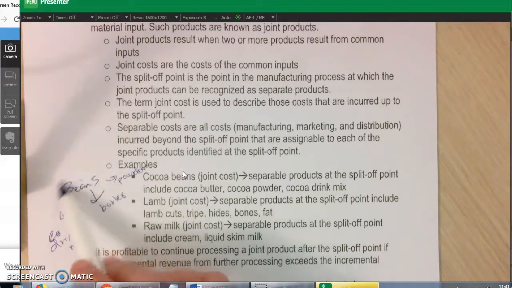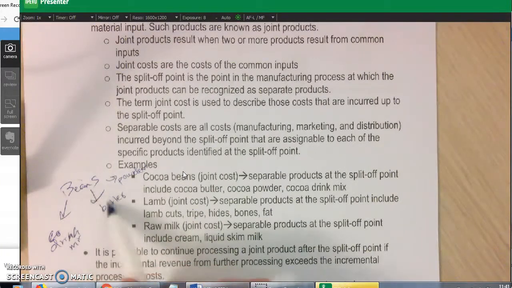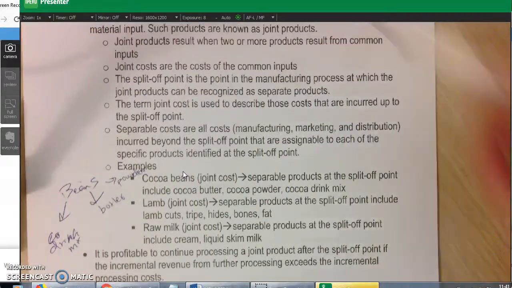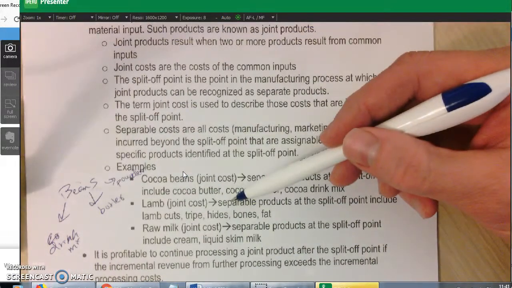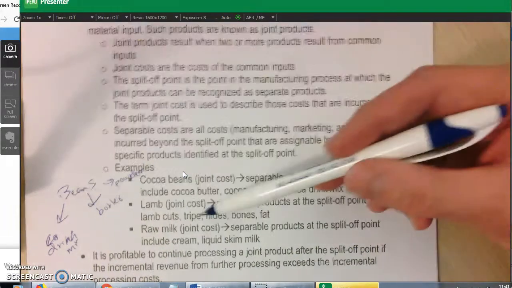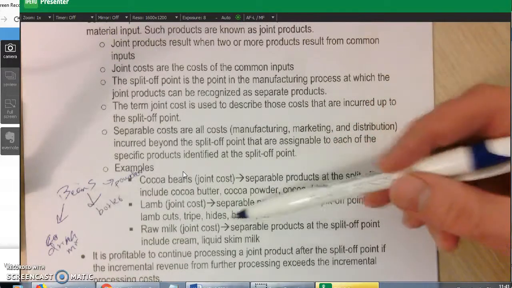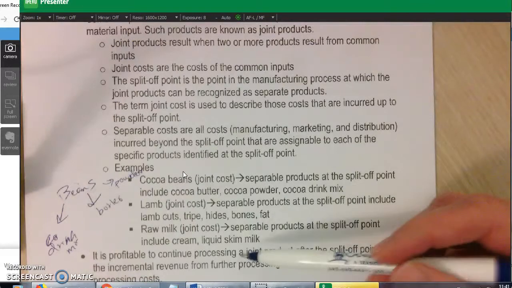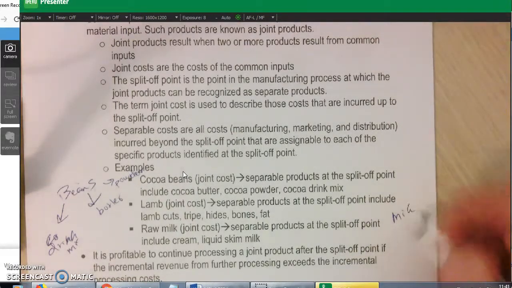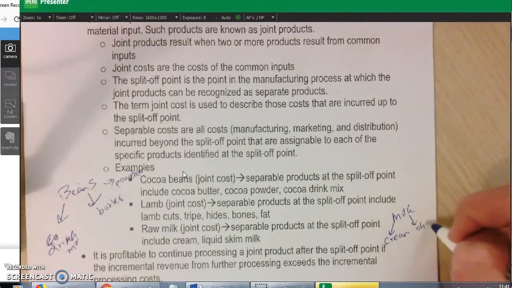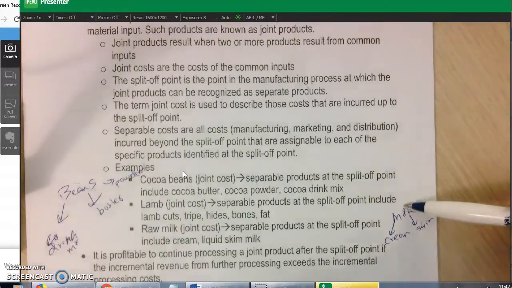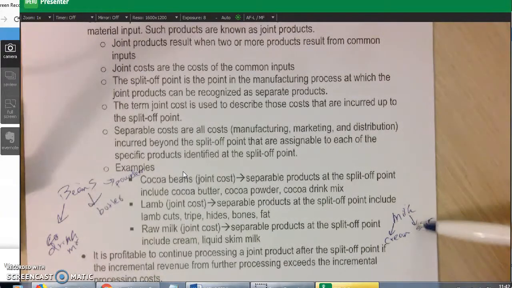What you have to do is take this cost, which is shared by these end final goods, and allocate the cost of buying these beans to each of the end final goods that we make. Those joint costs are the cost of the common input, for example, the beans. Or we could say lamb: we buy some lamb and get lamb cuts, tripe, hides, bones, and fat. Or we buy some raw milk and move that into cream or skim. The cost of buying this milk needs to be allocated to these end final goods.